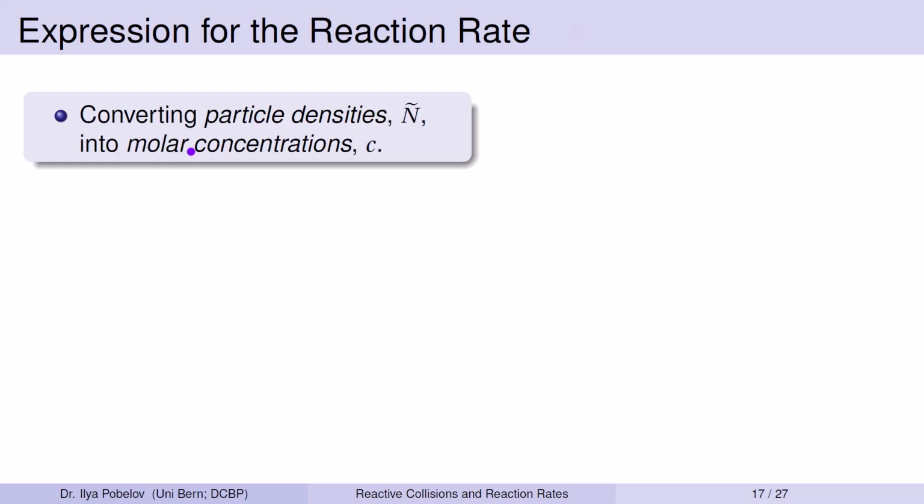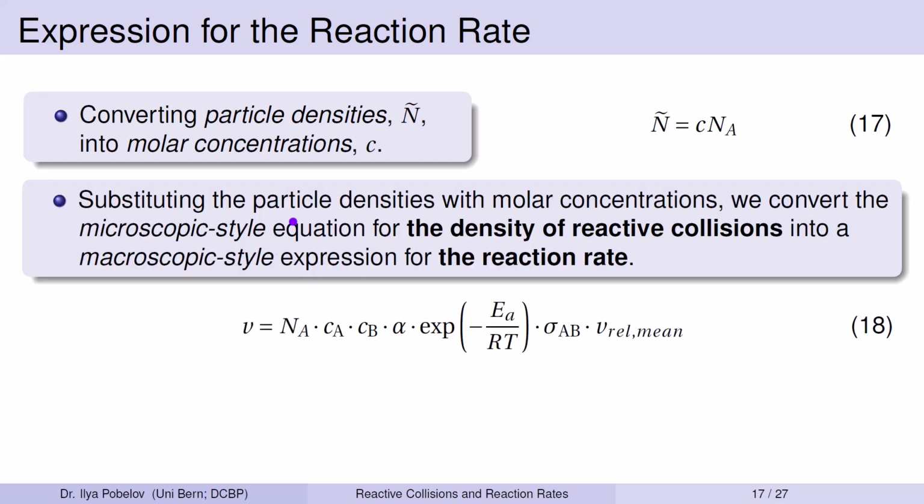The second part of this alignment is to convert particle densities into molar concentrations. Recall that particle density is related to molar concentration by this relation. Substituting the particle densities with molar concentrations, we convert the microscopic style equation for the density of reactive collisions into a macroscopic style expression for the reaction rate.